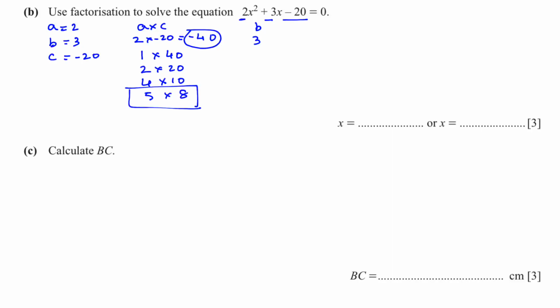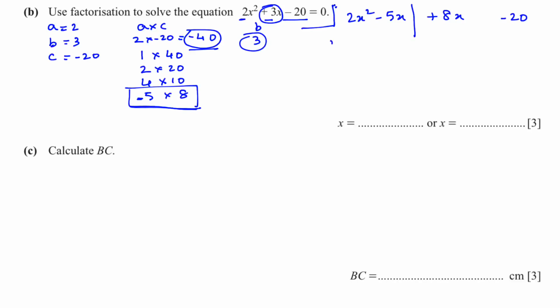5 times 8, if I put a negative to 5, negative 5 multiplied by 8 is negative 40. Negative 5 plus 8 is 3. So these are our factors. The first number and the last number will be the same, 2x squared minus 20. And in between you will write negative 5x plus 8x. In place of the 3x, we write negative 5x plus 8x. Make it into two parts.